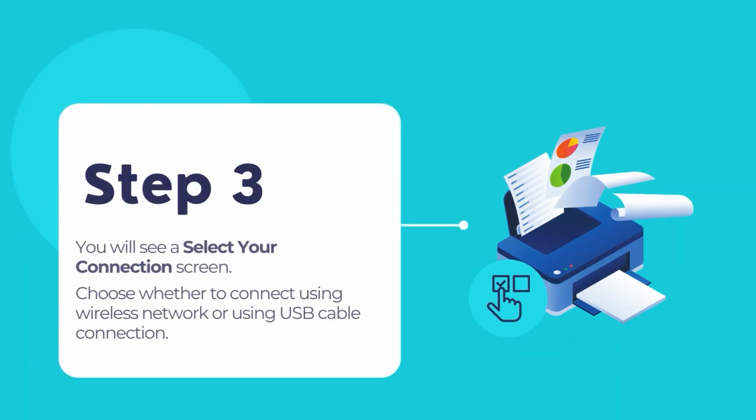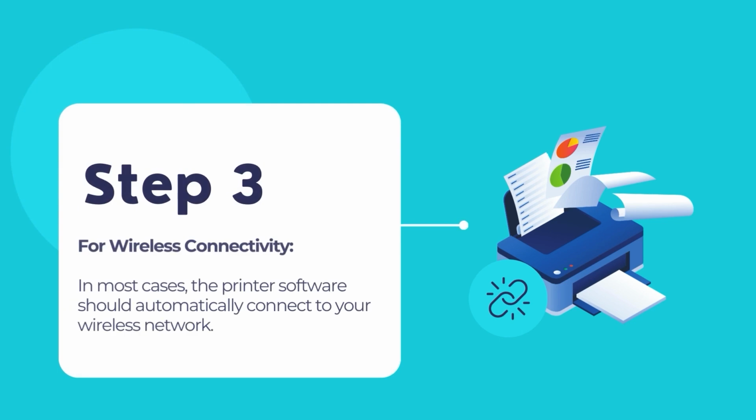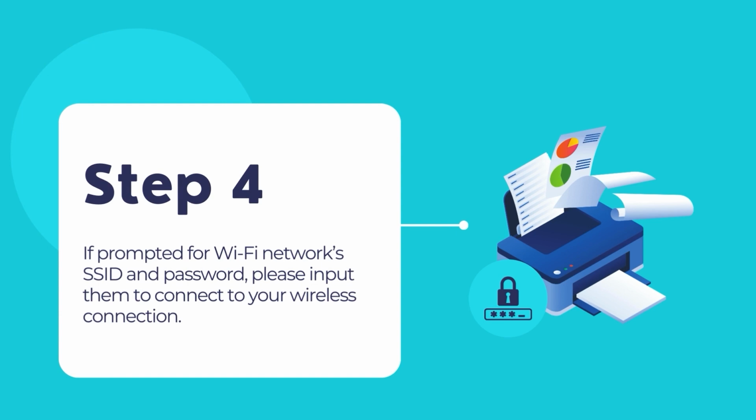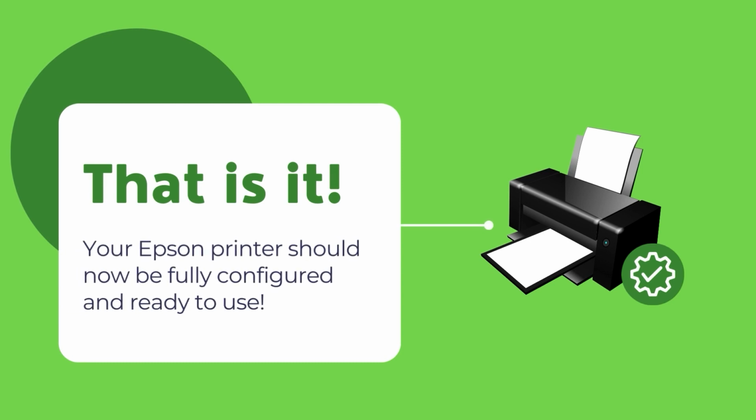When you see the Select Your Connection screen, choose whether you prefer to have a wireless connection or a USB connection. For wireless connections, in most cases, the software should be automatically connected to your wireless network and configured as appropriate. You may need to enter your Wi-Fi network name or SSID and its password. If you prefer to set up and connect through a USB connection with the computer, then select that option. Make sure that you have a USB cable with proper terminals. And that is it. Once finished, your Epson printer should be all configured and ready to use.